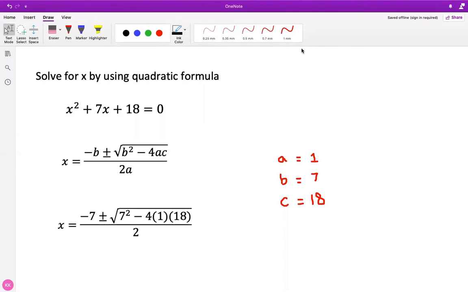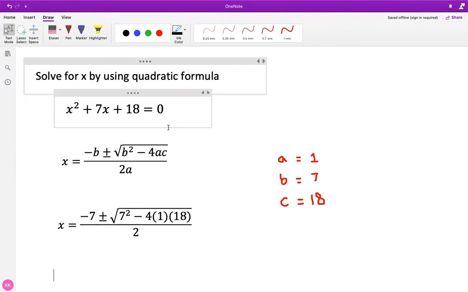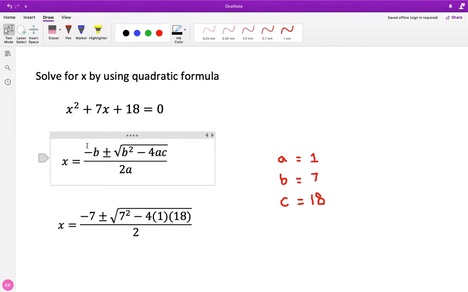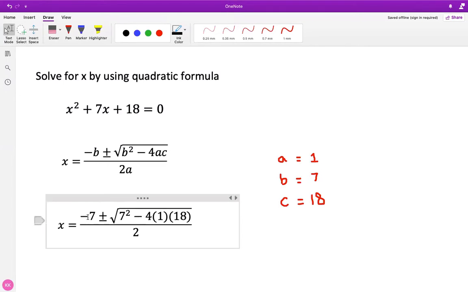We have the last equation, x squared plus 7x plus 18. I'm going to use the quadratic formula to solve for x. So this is the quadratic formula, and I'm going to plug in these values into this formula, and we got -7 plus or minus the square root of 7 squared minus 4 times 1 times 18, divided by 2. Inside the square root, we have 7 squared minus 4 times 1 times 18. So 4 times 18 is 72. 49 minus 72 gives us -23.